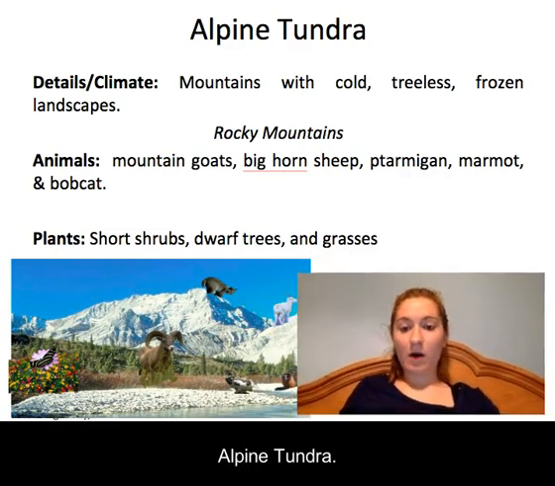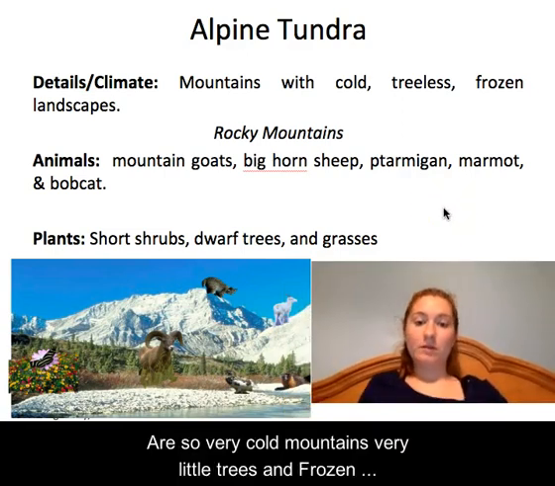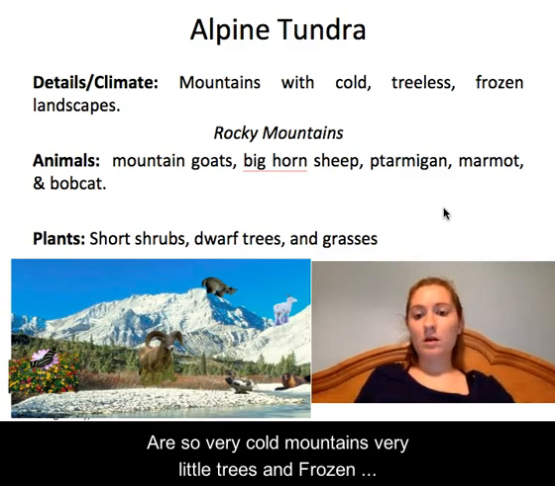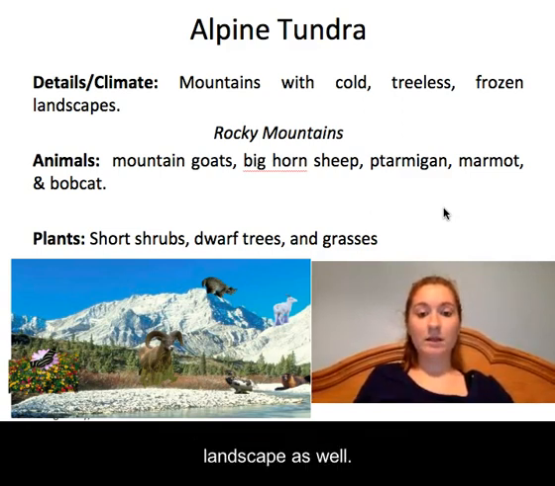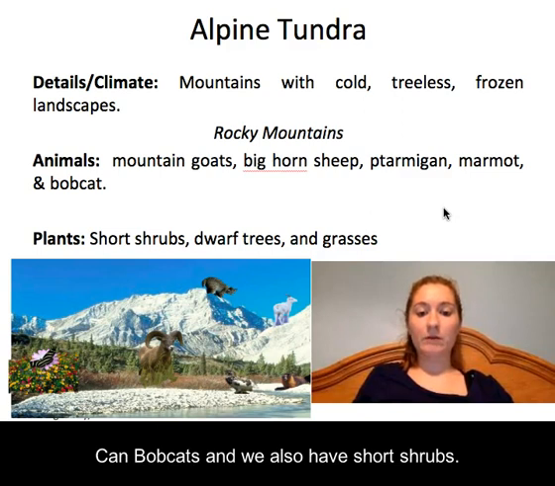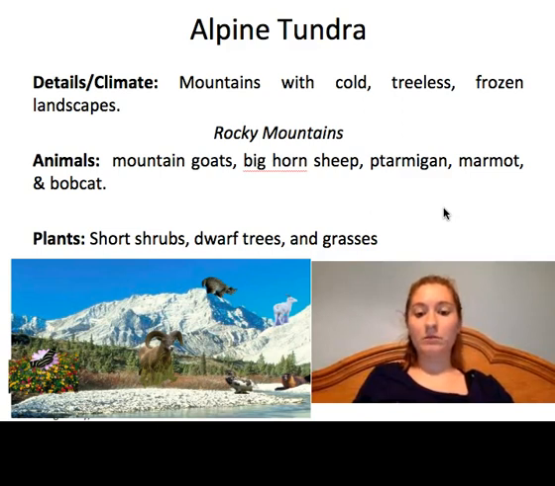Then we have the alpine tundra, so very cold mountains, very few trees, and frozen landscape as well. Mountain goats, sheep, bobcats, and we also have short shrubs, trees, and grasses there.